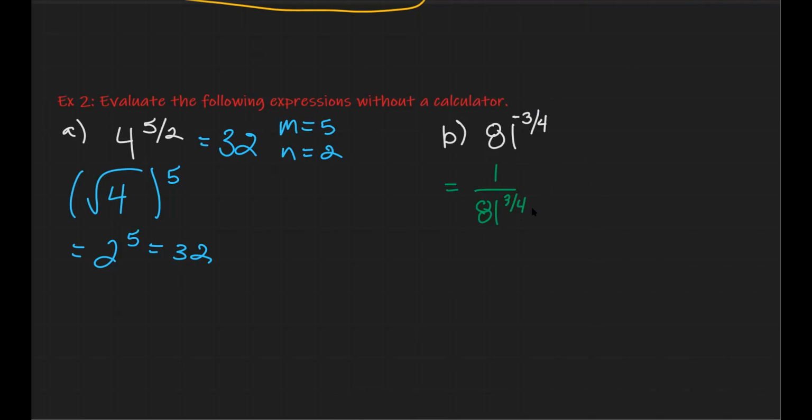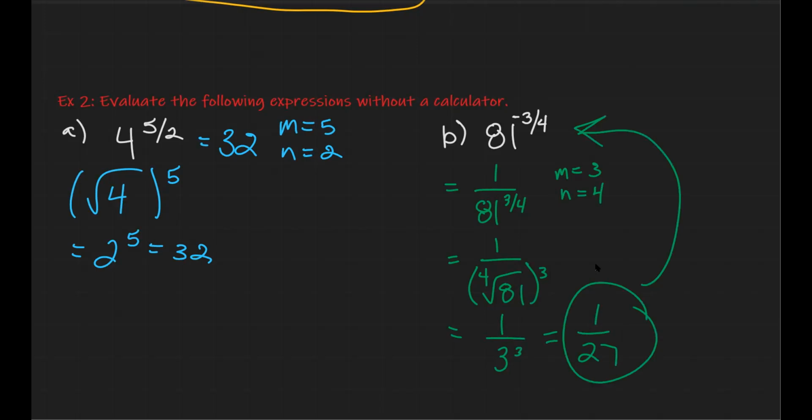Now we work with the 81 to the 3/4. 1 over, our m is 3, our n is 4. So the 4th root of 81 to the 3rd power. What's the 4th root of 81? We found that earlier, that's 3. So 3 to the 3rd power. What's 3 to the 3rd power? 27. So this is equal to 1 over 27. Hopefully you're seeing that this isn't actually too bad at all.